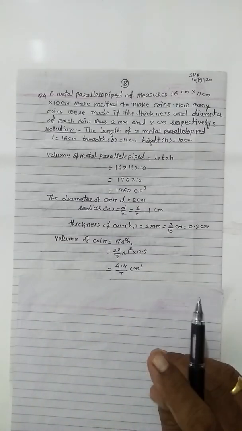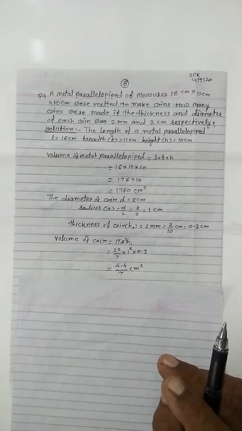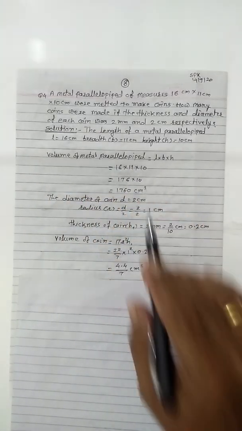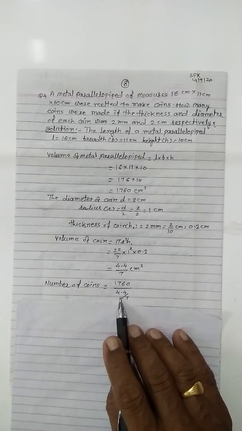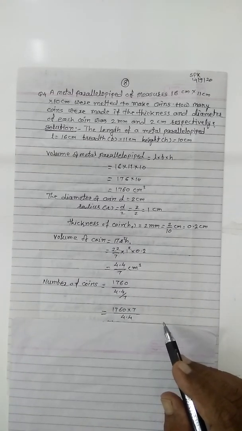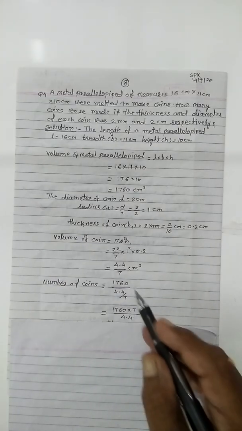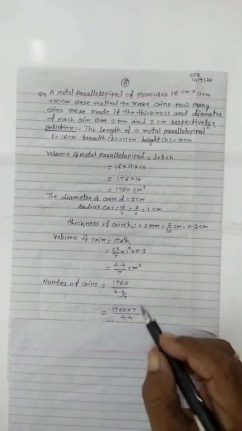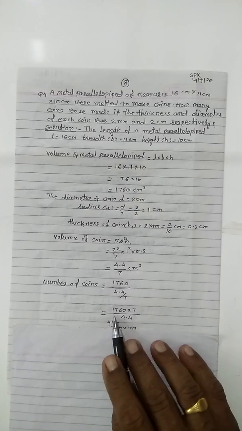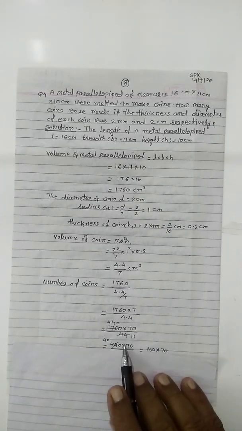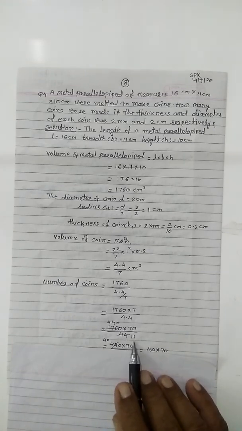So then we want to find out how many coins are made from this parallelepiped. So number of coins equal to volume of the parallelepiped divided by volume of the one coin. Here we take the reciprocal of this and multiply by 1760, 7 by 4.4. So the product of this divided by 4.4, we get here 44 divided by 4, we get 11.